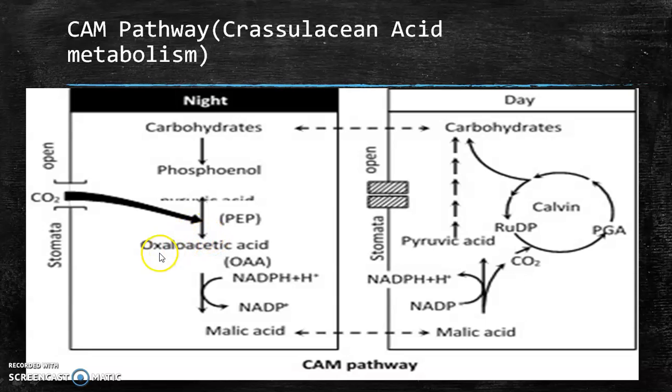The organic acid is oxaloacetic acid, formed by phosphoenol pyruvate. The oxaloacetic acid is converted into malic acid, and they are stored in vacuoles. So all the organic acids are stored in vacuoles, and then during the daytime the stomata get closed and they conserve the water. The malic acid contains the carbon dioxide, so they release the carbon dioxide again, and it is converted into pyruvic acid, and the Calvin cycle happens as usual, and carbohydrates are produced. So this is said to be the CAM pathway. Such plants are called CAM plants.